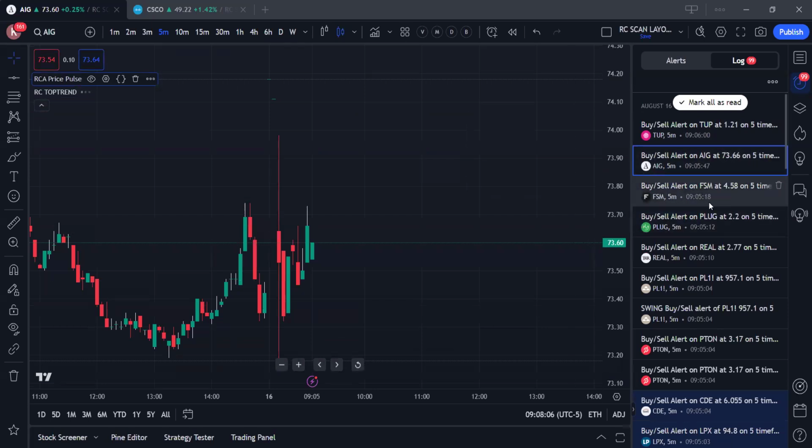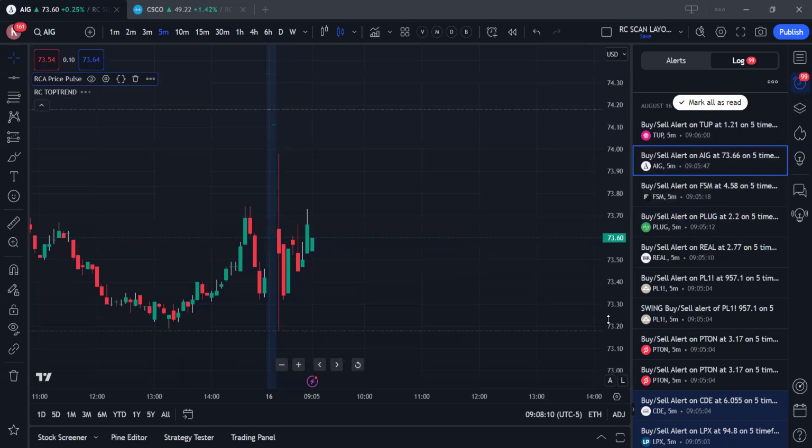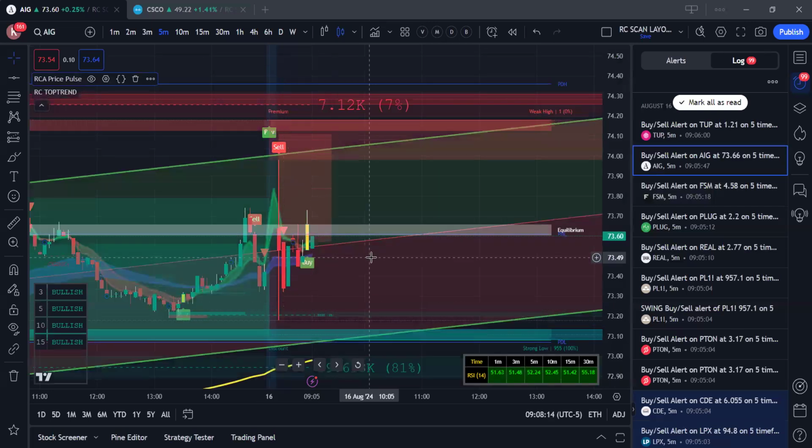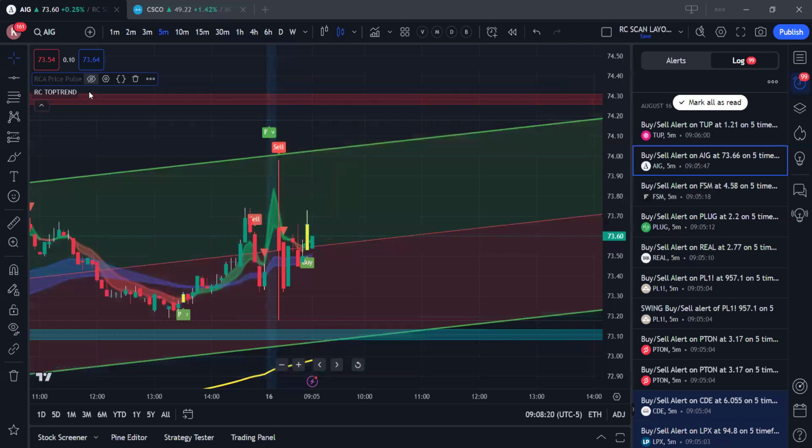That is AIG. We created a notification on AIG and it gave a buy signal now. So let us go one by one. Let's hide the TopTrend. TopTrend gives us multiple things. It will give the buy and sell signals. It will also tell us is it good for day trading? Is it good for swing trading?